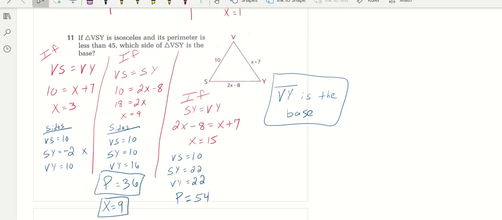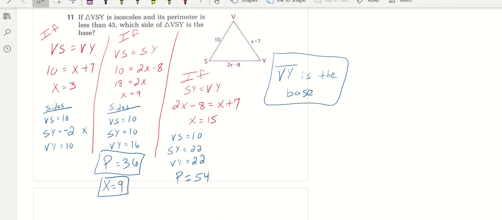Number 11. If triangle VSY is isosceles and its perimeter is less than 45, which side of triangle VSY is the base? Okay, so if it's isosceles, perhaps VS is equal to VY. Maybe, maybe not. If it's isosceles, then perhaps VS is equal to SY. Maybe, maybe not. If it's isosceles, then perhaps SY is equal to VY. Maybe, maybe not. We're going to test all three and then determine which situation satisfies this problem, and then determine what side is the base.